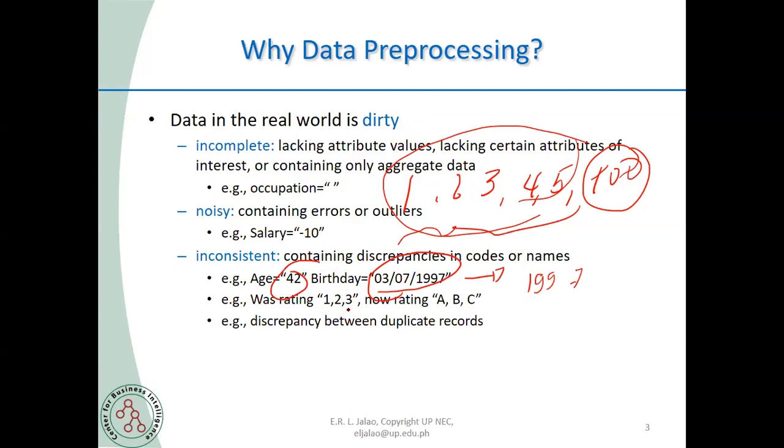Rating also 1, 2, 3. For example, your grades in my class: sa midterm 1, 2, 3, and then sa finals naman A, B, C. So hindi siya consistent. Dapat pare-parehas. That's why we need data preprocessing, in order for our data sets in our database to be consistent or standardized. That's why we need to have the computation of the min-max normalization and the z-score.